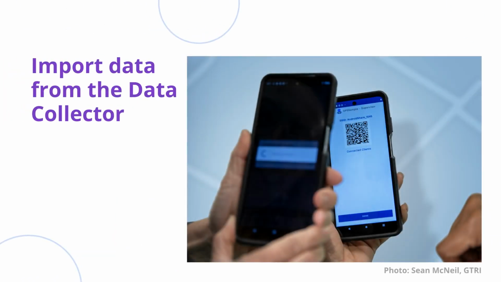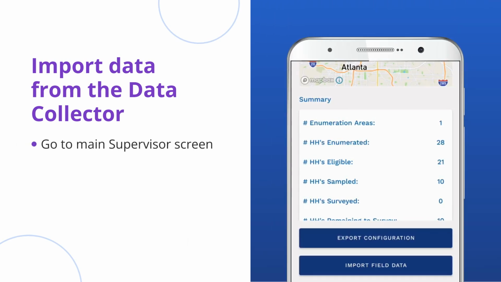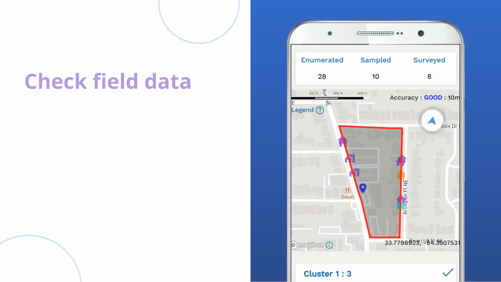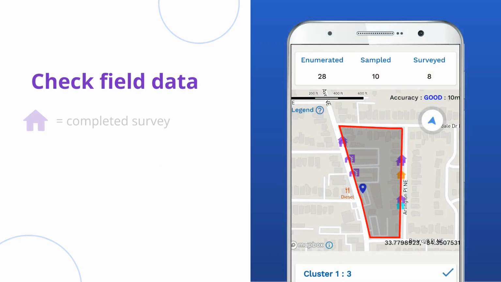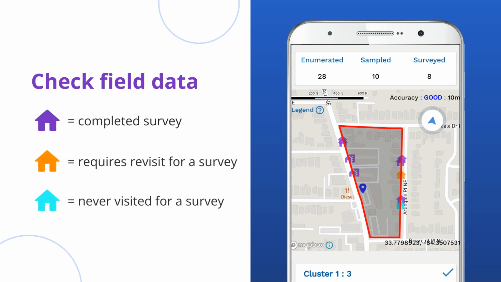After the team returns from conducting surveys, sync their data back to your phone. To do this, go to the main supervisor screen, select Import Field Data, and use the QR code to import the data. Review the data to make sure that all the households were surveyed. Purple houses were surveyed, orange houses require a revisit, and blue houses have never been visited.